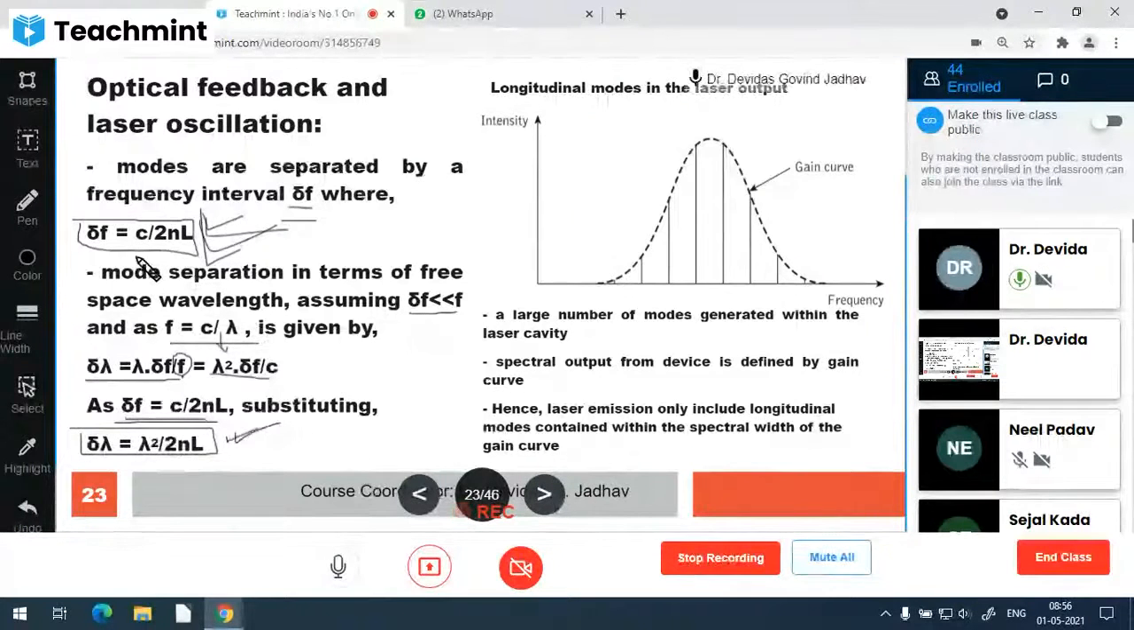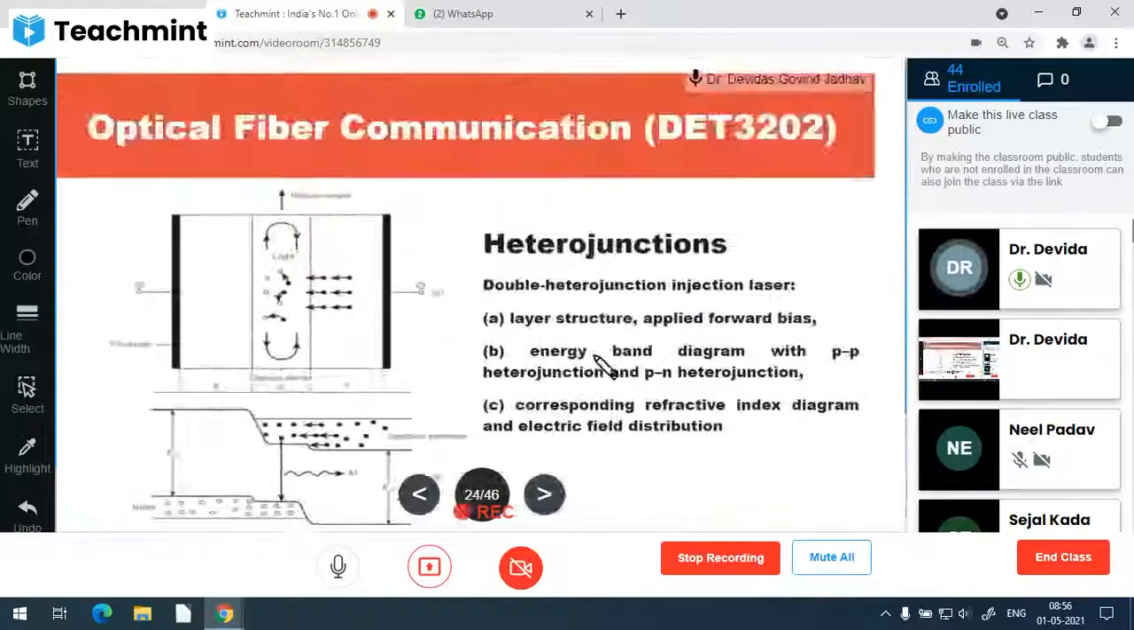So in the delta F equation, no lambda is there. In the delta lambda equation, no F is there. So that rearrangement we can make very easily.